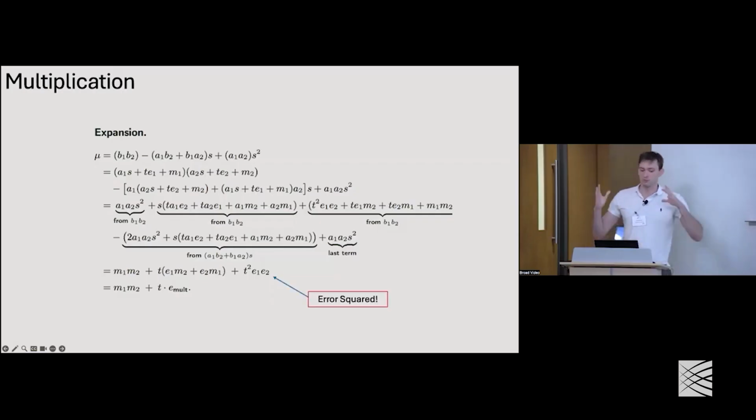The important takeaway here is that the error is squared. So when we do multiplication, we really quickly consume our noise budget because the error squares. And so if we do repeated multiplications, then it would explode exponentially. So we need to have a technique to deal with this.